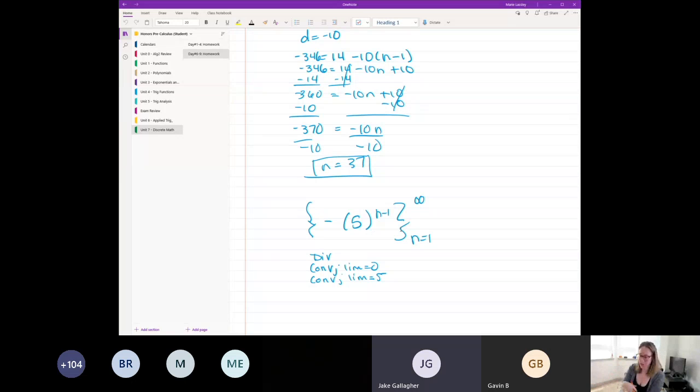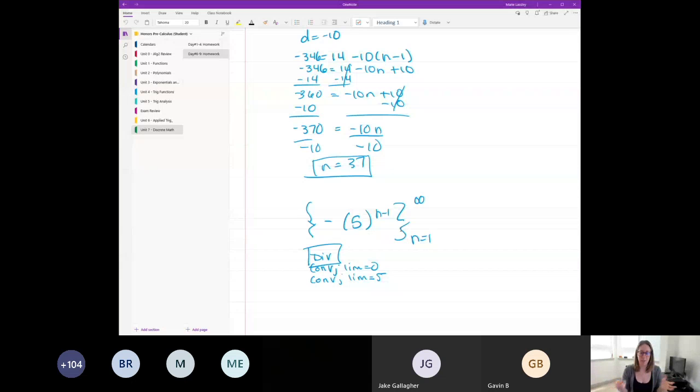All right, so for this one, if we plug in 1 for n, it's going to give us negative 5. If we plug in 2, it's going to give us negative 25. Plug in 3, it's going to give us negative 125. So our number is just growing exponentially, right? It's 5 that's being raised to a power that's going to keep getting bigger as we continue. This one has no limit. It's just going to go to positive infinity or negative infinity because it's a negative out front.